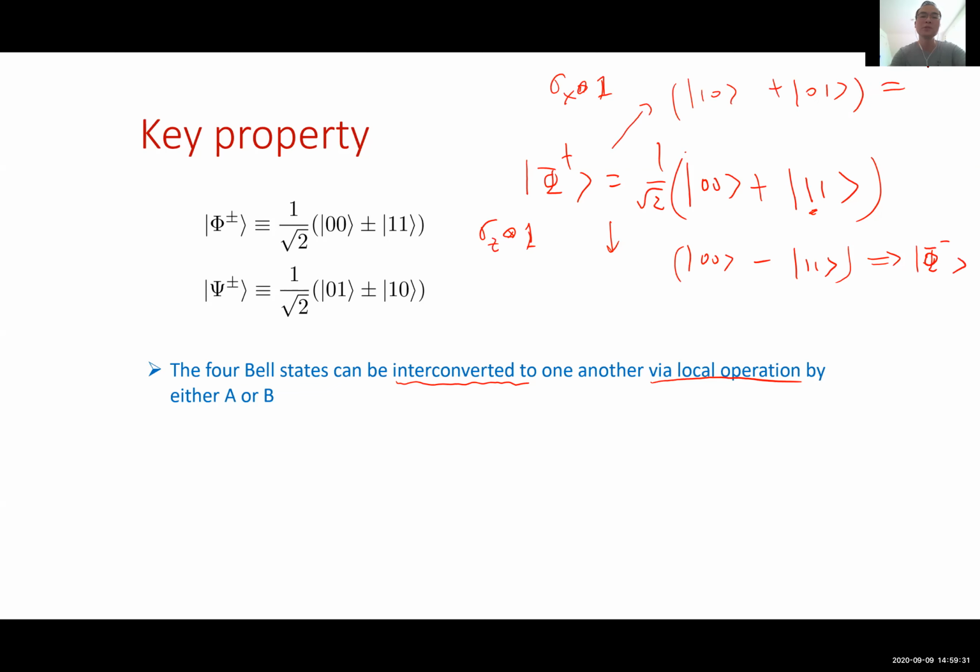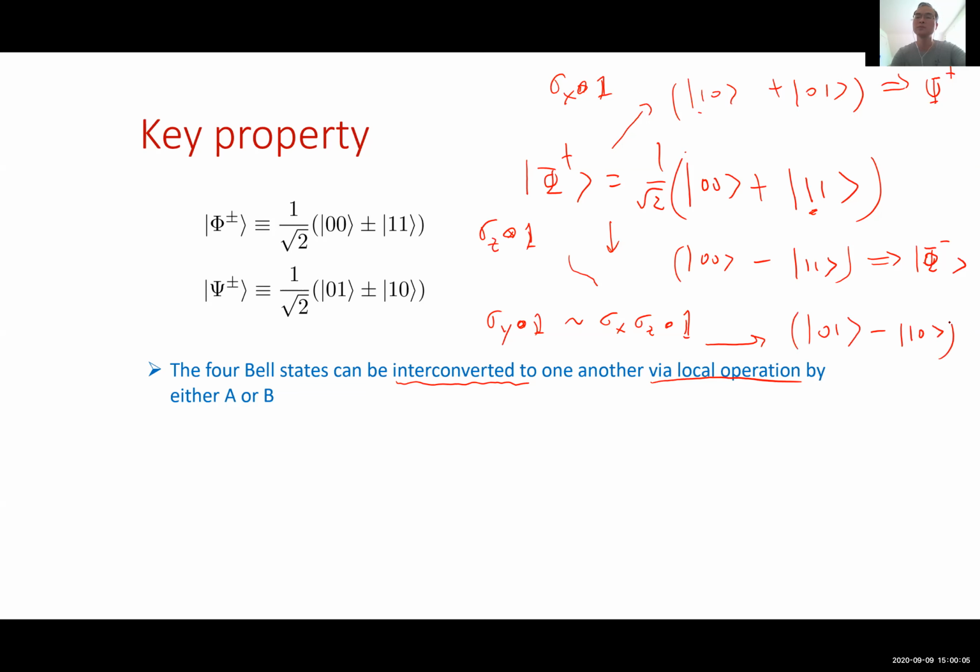So this is psi plus, right? And if you apply sigma y, which is roughly sigma x and sigma z, so you flip not only the bit, but also the phase, so that you would get zero, 1, minus 1, 0.